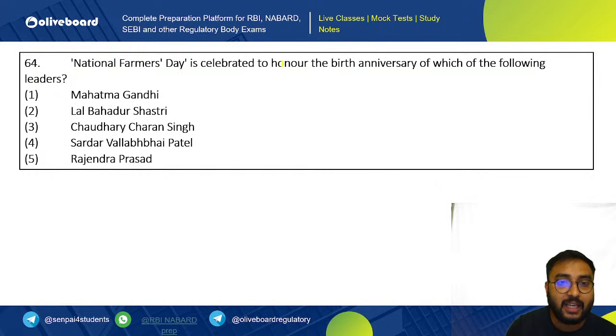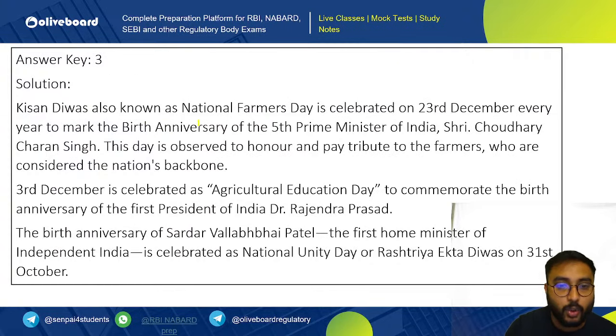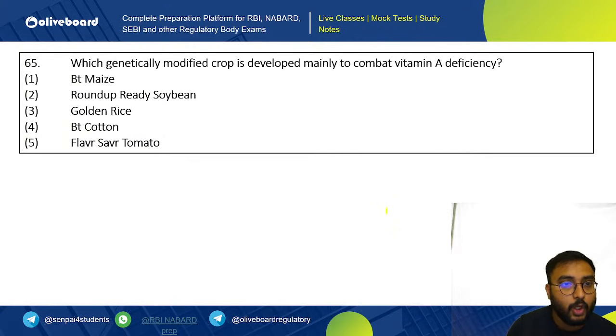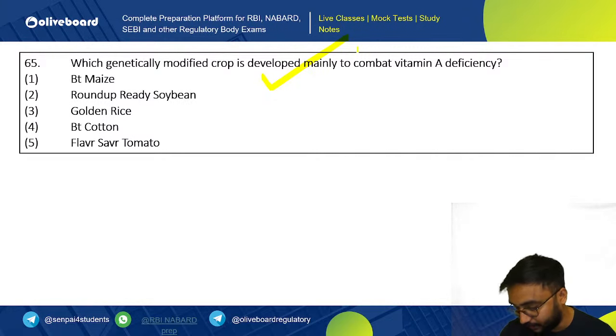National Farmers Day is celebrated on the birth anniversary of which of the following leaders? The answer is Chaudhary Charan Singh, and the date is 23rd December. And there is one more important day, that is Agriculture Education Day, which is on 3rd December, on the birth anniversary of first president Dr. Rajendra Prasad. Which genetically modified crop is developed mainly to combat vitamin A deficiency?